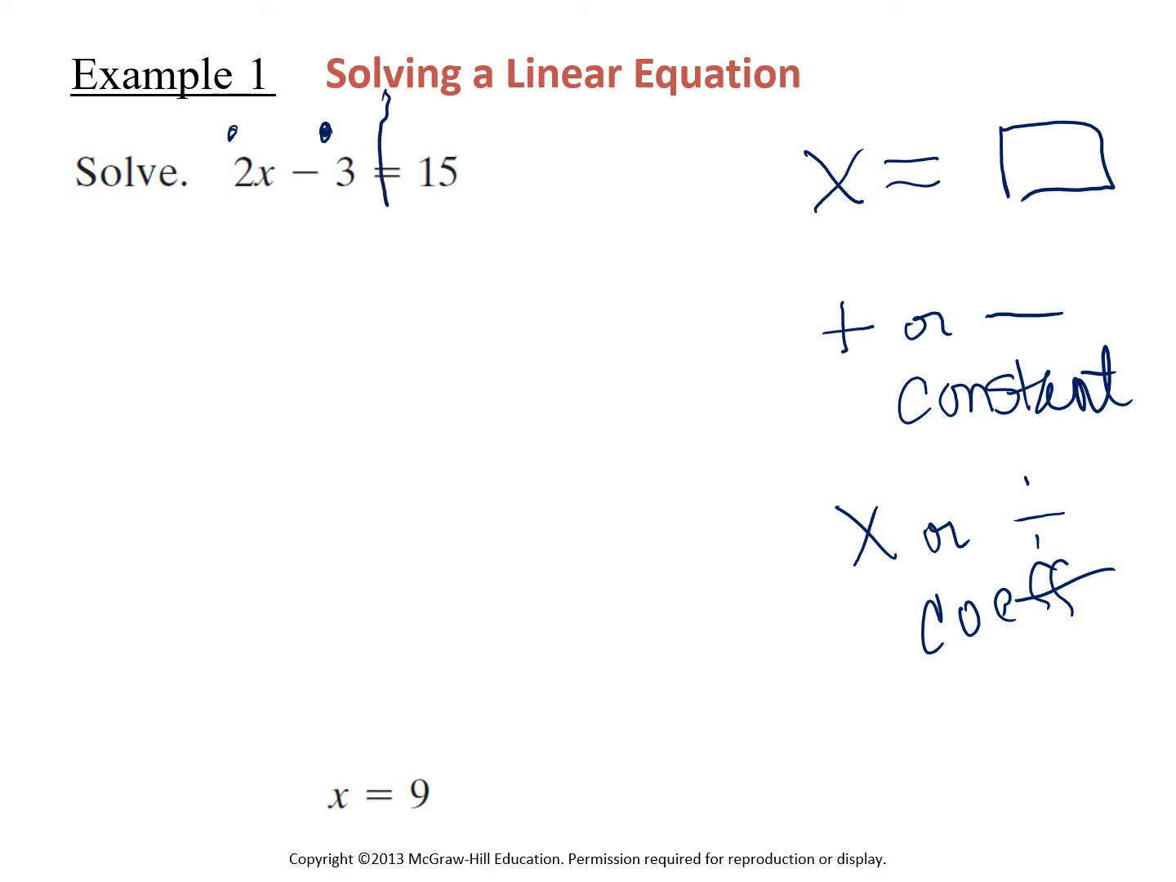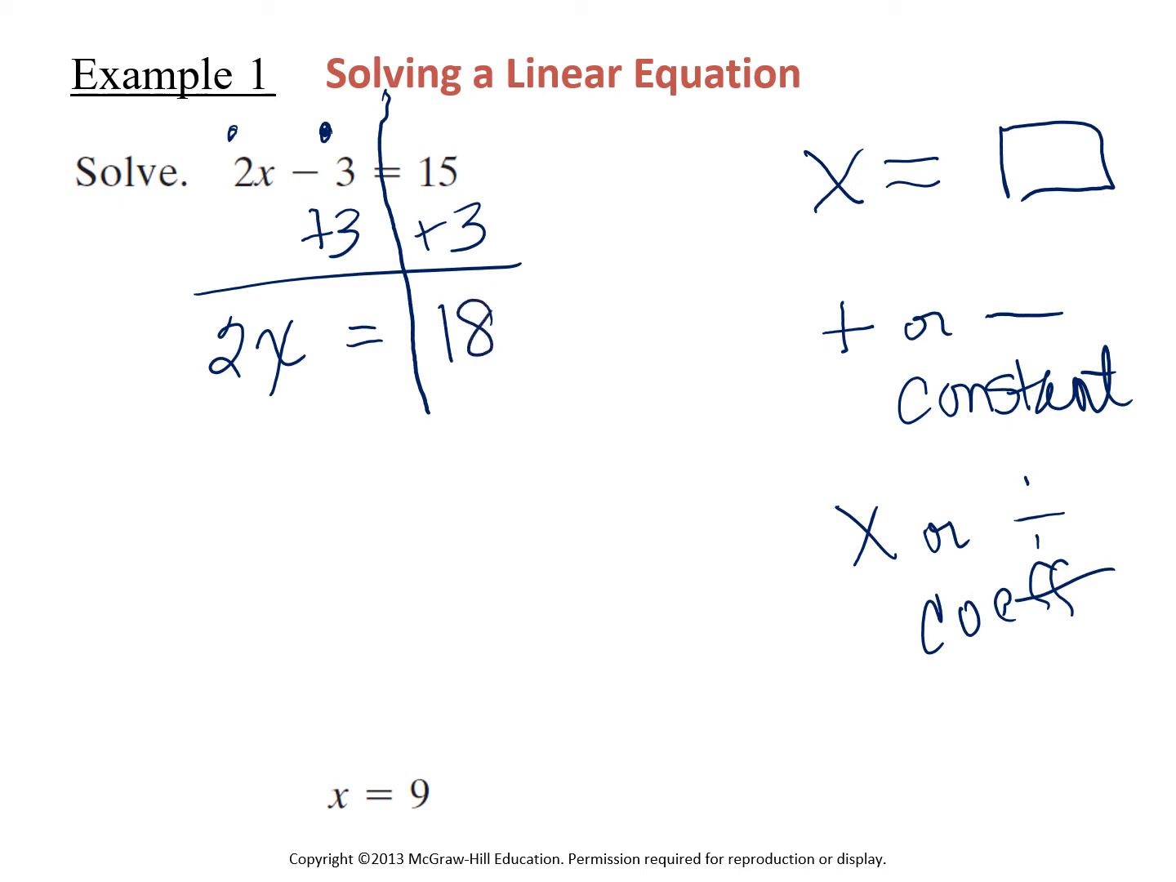So the first thing I'm going to do here on both sides of the equation is add 3. So that gives me 2x is equal to 18. And then I divide by the coefficient 2. And my solution, x equals 9.